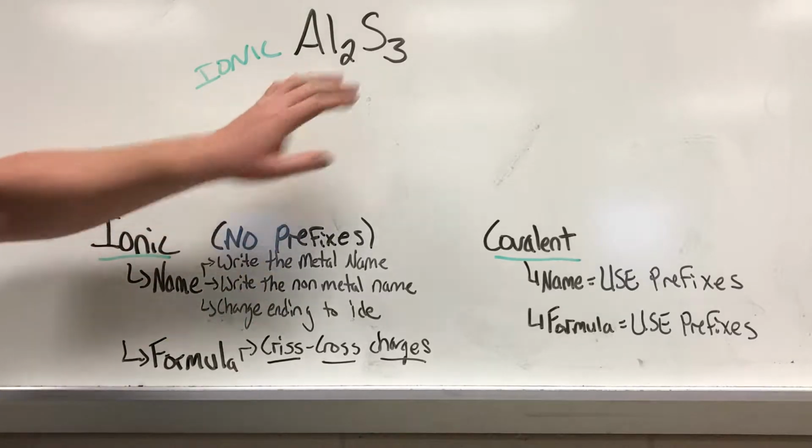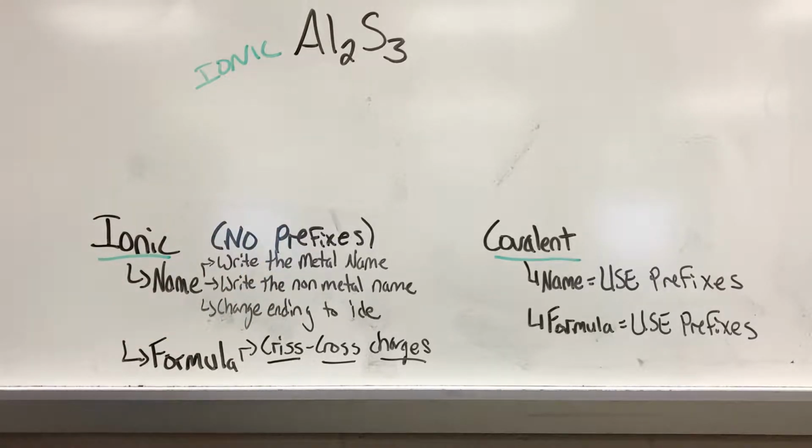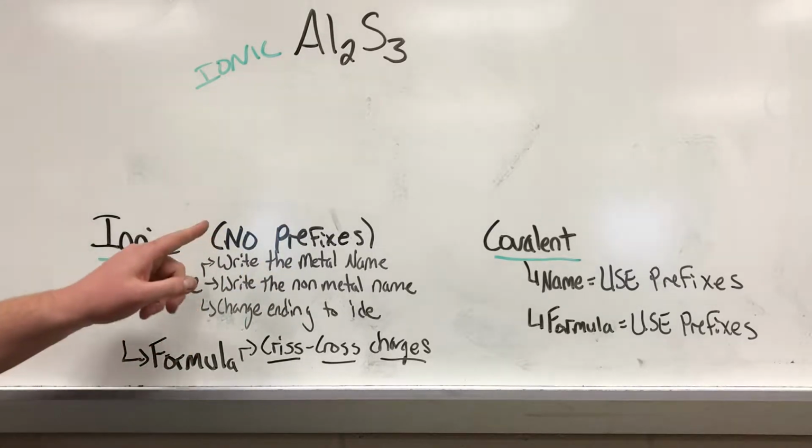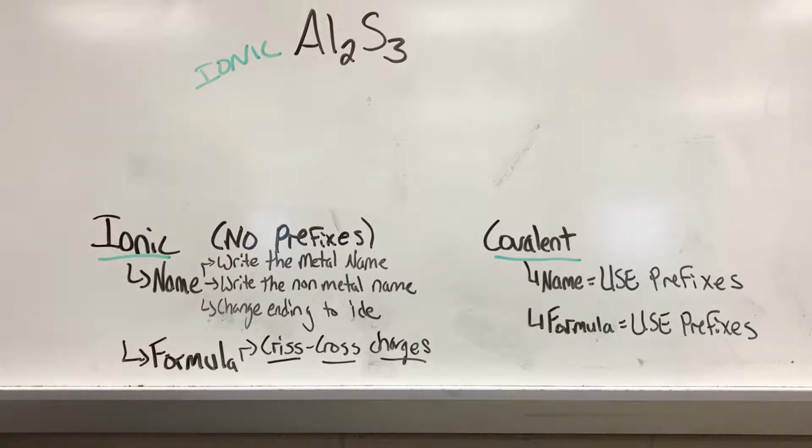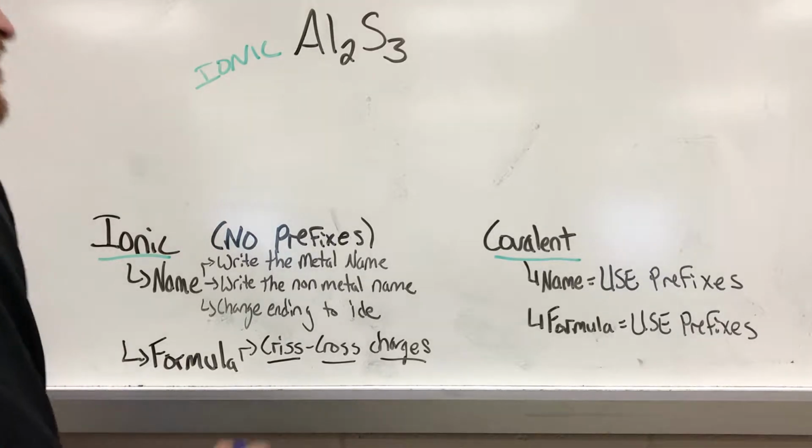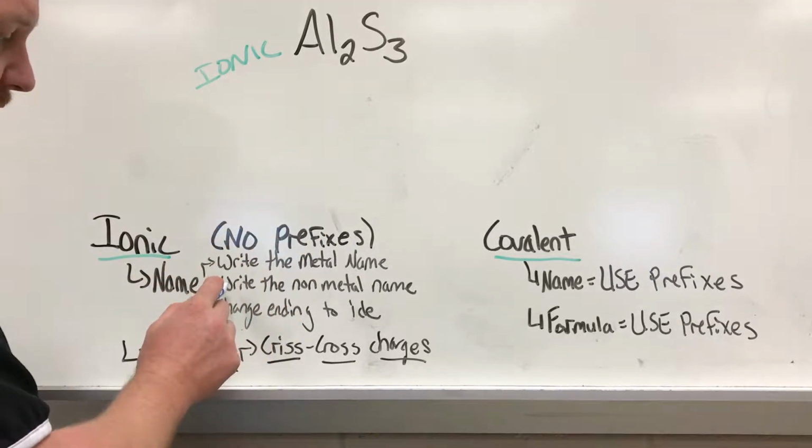When we write the name of this compound, it's important that we know ionic compounds do not use prefixes because they always exist in the same ratio. It takes 2 aluminums to bind to 3 sulfurs every time, all the time, as far as I know. So we don't need prefixes to tell us how they bond, because we know they bond the same way all the time. So when we write the name, we just write the name of the metal.